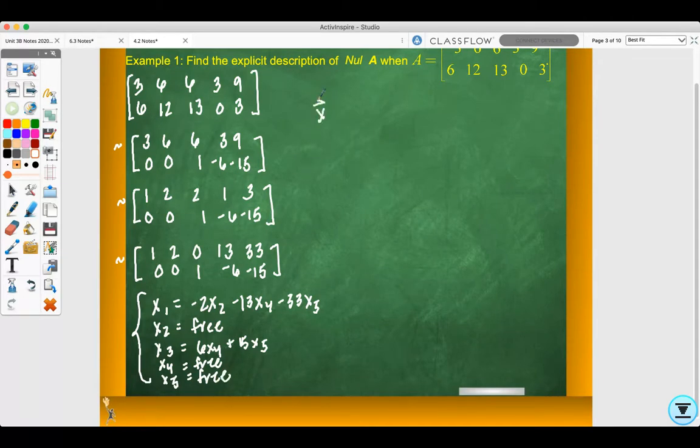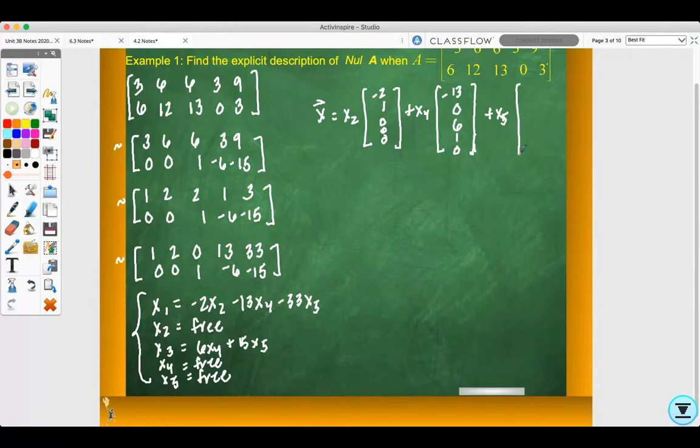So then we would write x as x2 times negative 2, 1, 0, 0, 0, plus x4 times negative 13, 0, 6, 1, 0, plus x5 times negative 33, 0, 15, 0, 1.